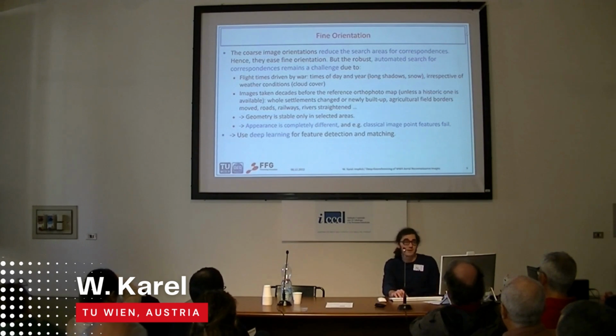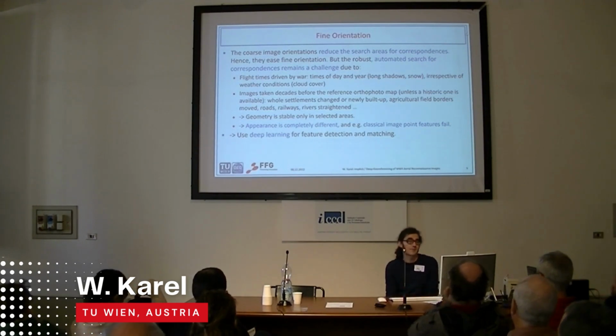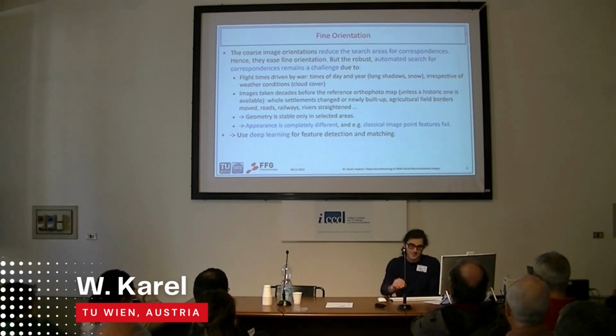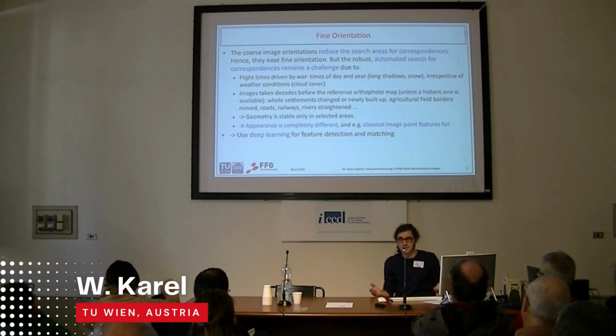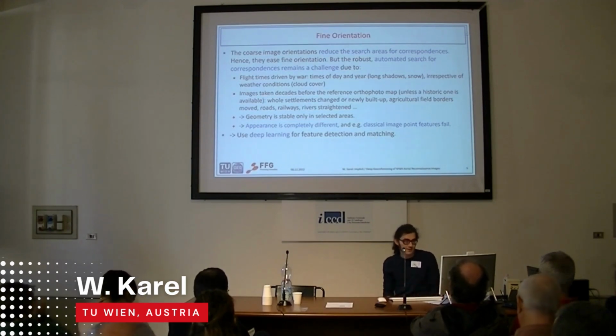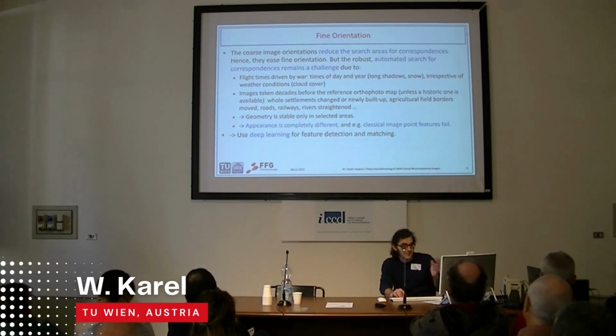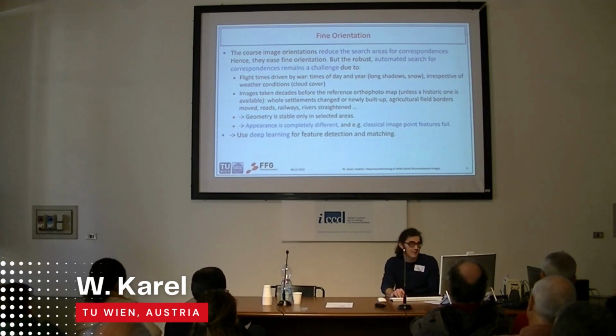And during that time, of course, a lot has changed throughout the countryside. There are whole settlements that have been built up or demolished and replaced by industry. Agricultural field borders may have changed, so basically what one can rely on in Austria, on a very large scale, is forest borders. And now, since appearance is completely different, and that is again similar to historical images in general, classical image point features fail completely. And so we aim at using deep learning, like many people do today.